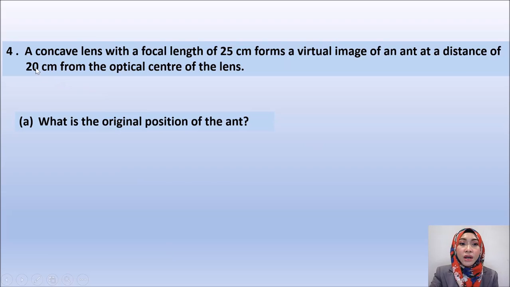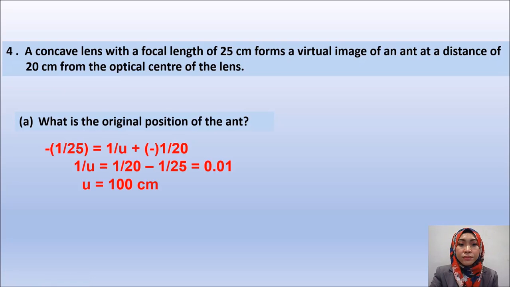Question number 4. A concave lens with a focal length of 25 cm forms a virtual image of an ant at a distance of 20 cm from the optical center of the lens. What is the original position of the ant? So the information you get: the focal length equals 25 cm, the image distance v is 20 cm, and you have to find u. Do the substitution and then you will get u equals 100 cm.